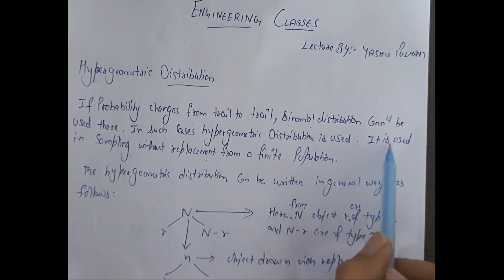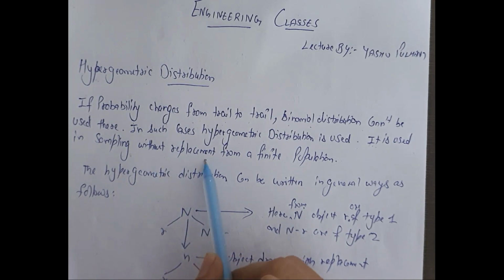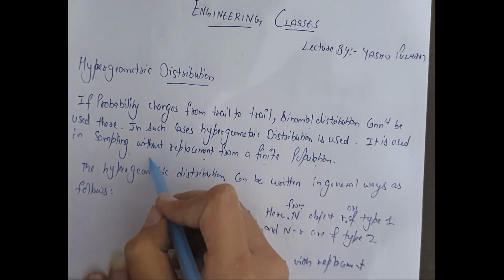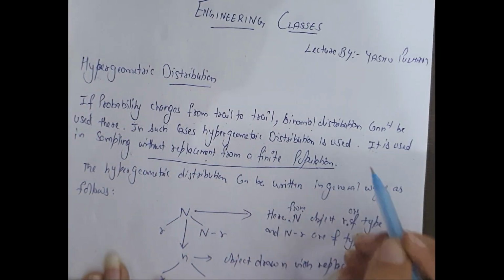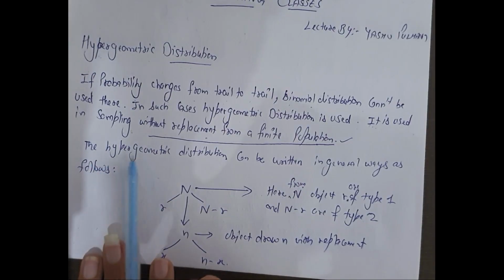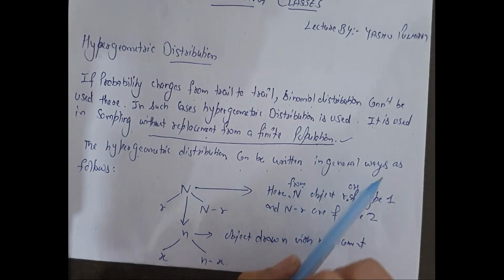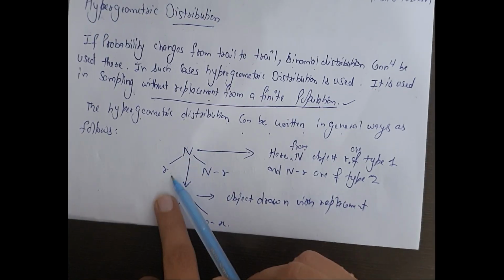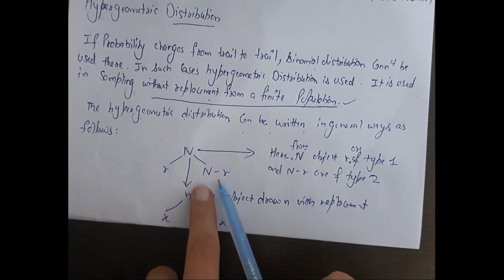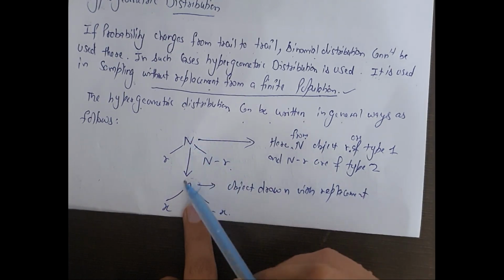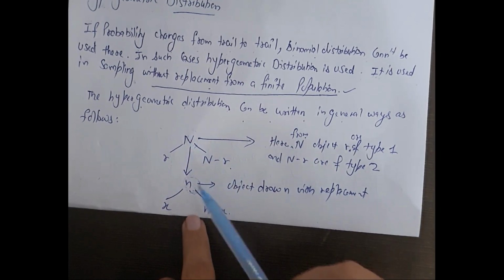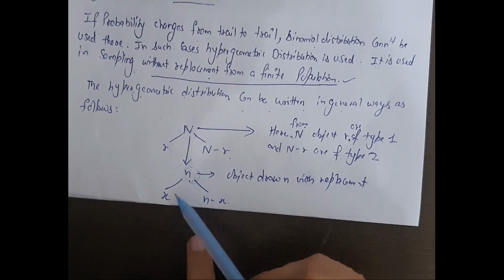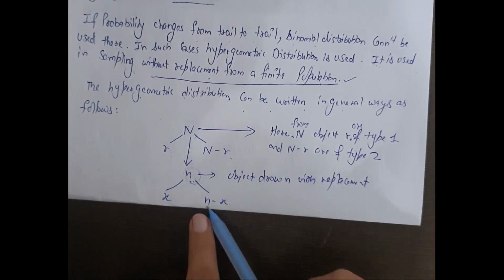Mark this line: it's used in sampling without replacement from finite population. The hypergeometric distribution can be written in general ways as follows. Here n objects are there, divided into two, that is r and n minus r. From this n objects we have to choose n objects without replacement, and that n objects are also divided into two, that is x and n minus x.